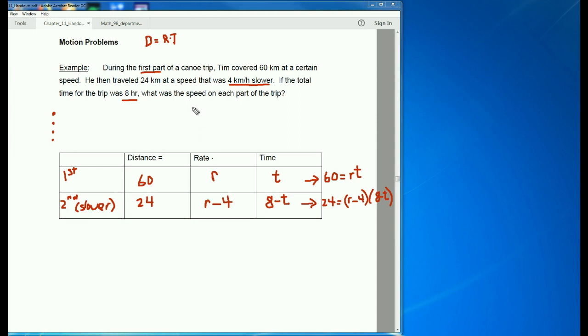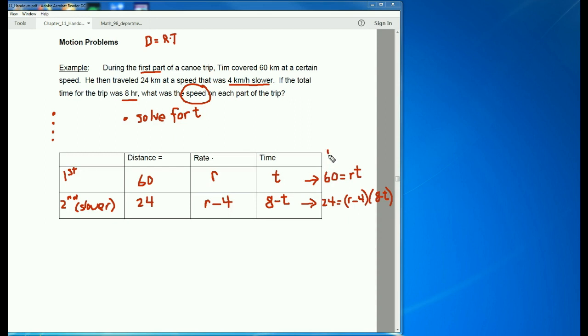So in this problem, we are trying to find the speed, the rate. Therefore, I think that the best thing to do is solve both equations for T, because then we will end up eliminating T, and that's what we want. We want to end up with an equation just in terms of r.